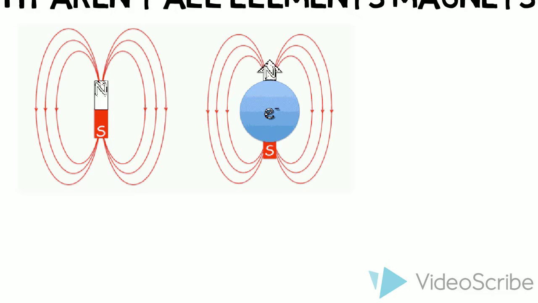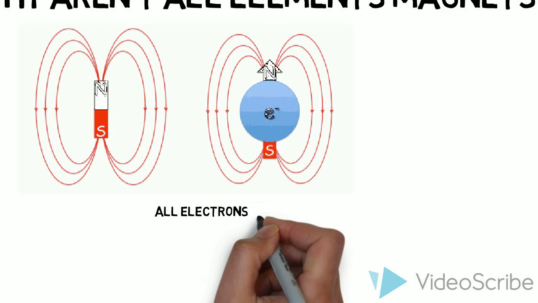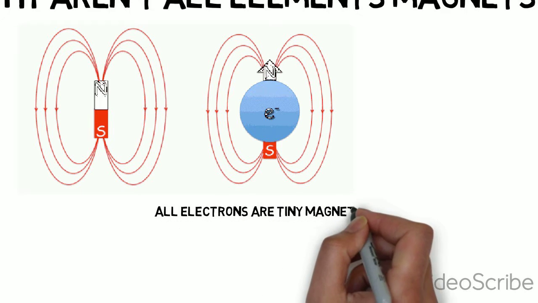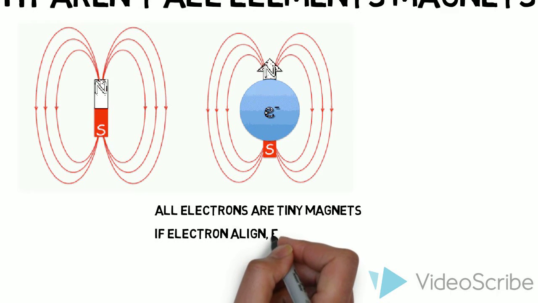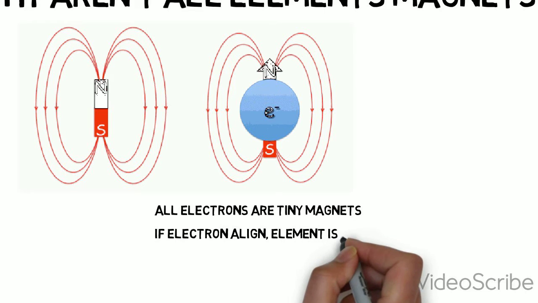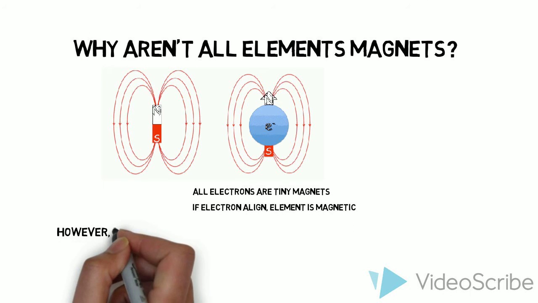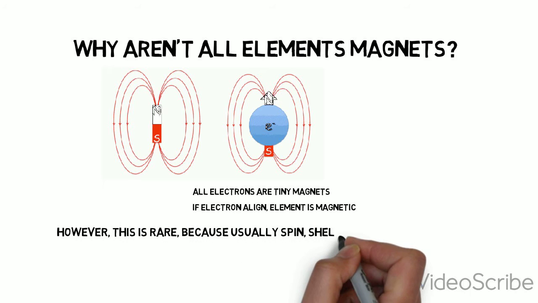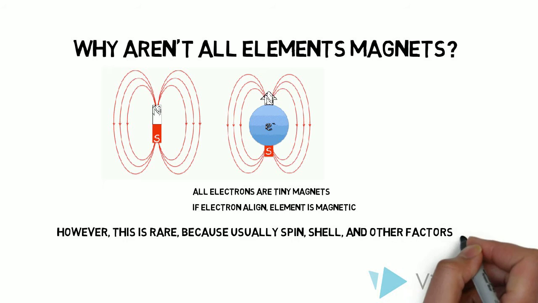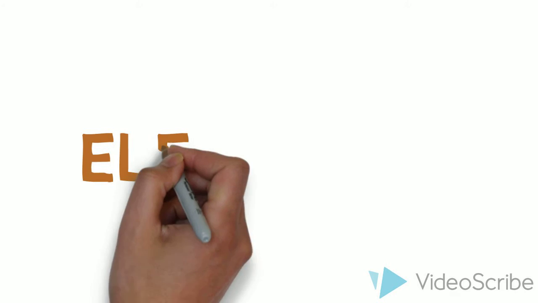To understand this, we have to look at electrons. All electrons are tiny magnets, with a magnetic field coming out of them. If all these electrons align themselves so that their poles are aligned and move throughout the element, then the whole element becomes magnetic. However, this is really rare and only occurs in a few elements such as iron, because most of the time, electrons are not aligned because of the shells, spin, and many other factors.